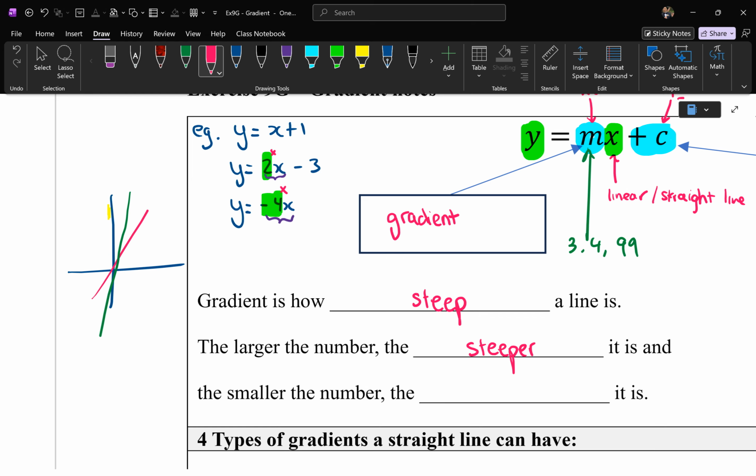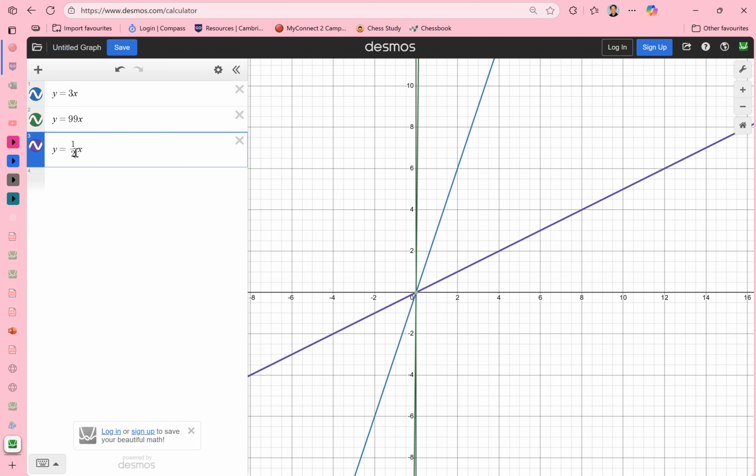And the smaller the number, the flatter it will look. So what do I mean by that? Notice before I had half. See, half is quite small. See how it's flatter than the blue line? The purple line's flatter. Watch what happens when I make it even smaller.